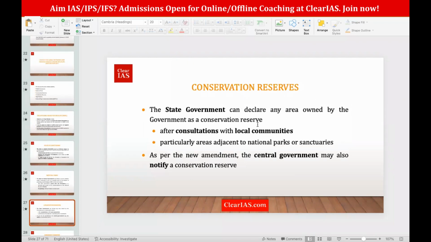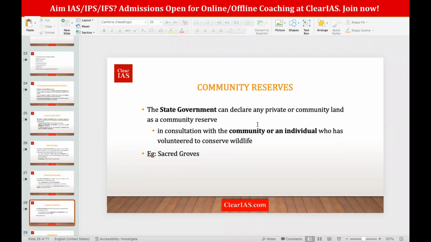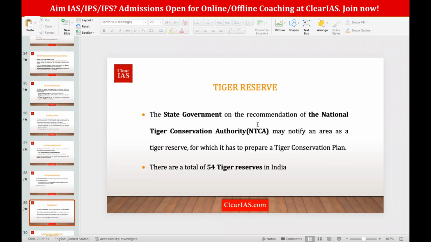Then we have conservation reserves, which are government areas that can be transformed into conservation reserves in consultation with the local communities. They are mainly areas around national parks and sanctuaries. You must also remember the latest change, that the central government can also notify what a conservation reserve is. Apart from that, there is the community reserve, where individuals and communities can declare sacred groves or certain areas as community reserves, so that the forest there is protected and the wildlife is conserved.